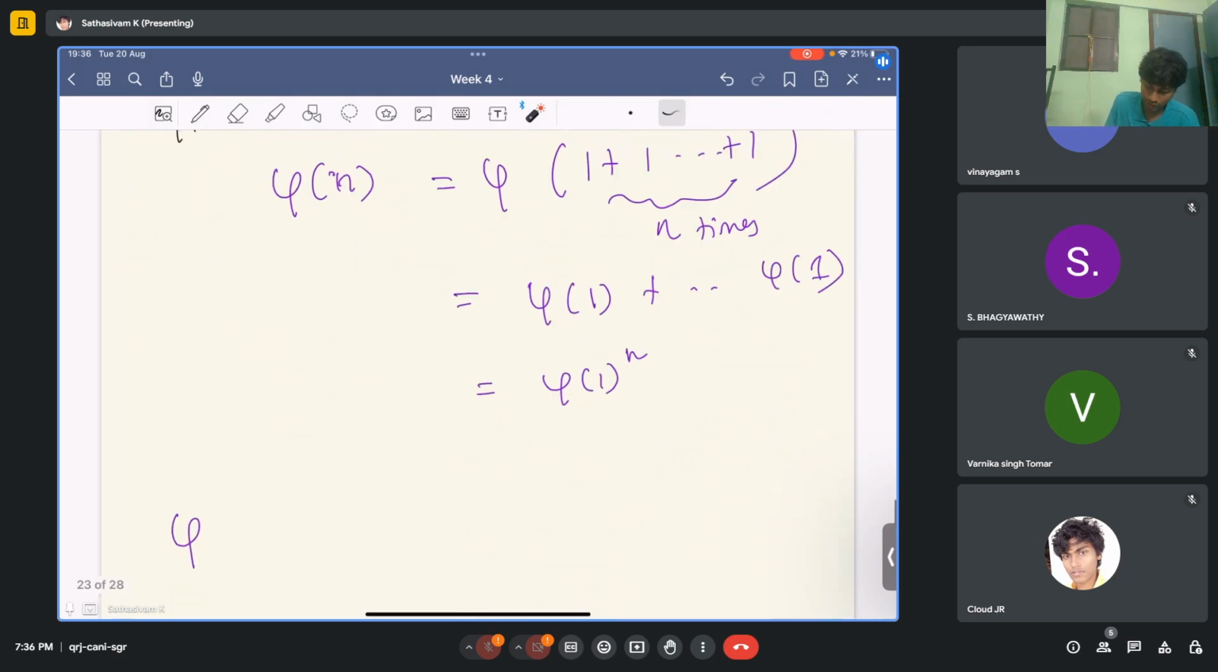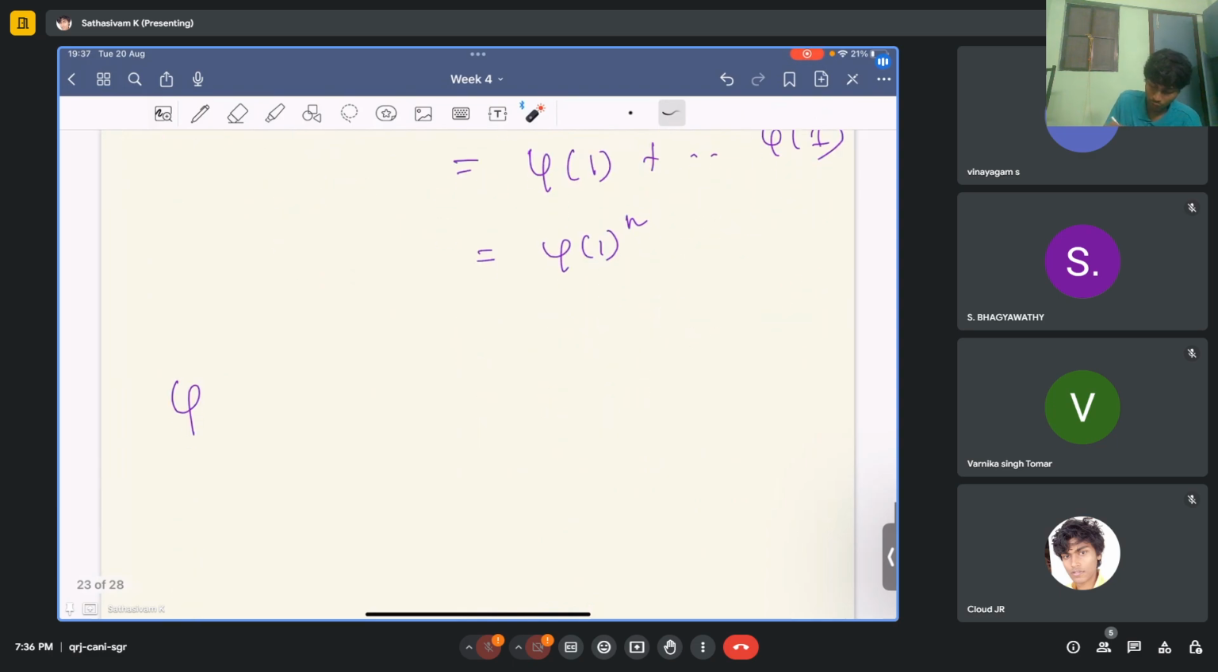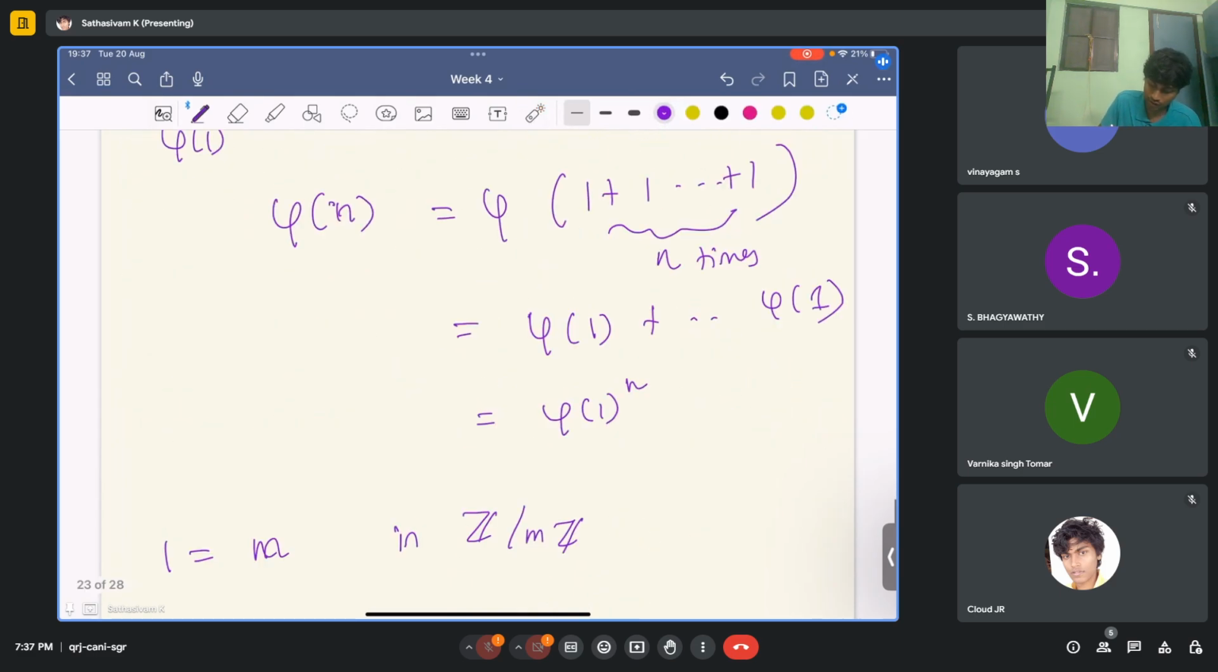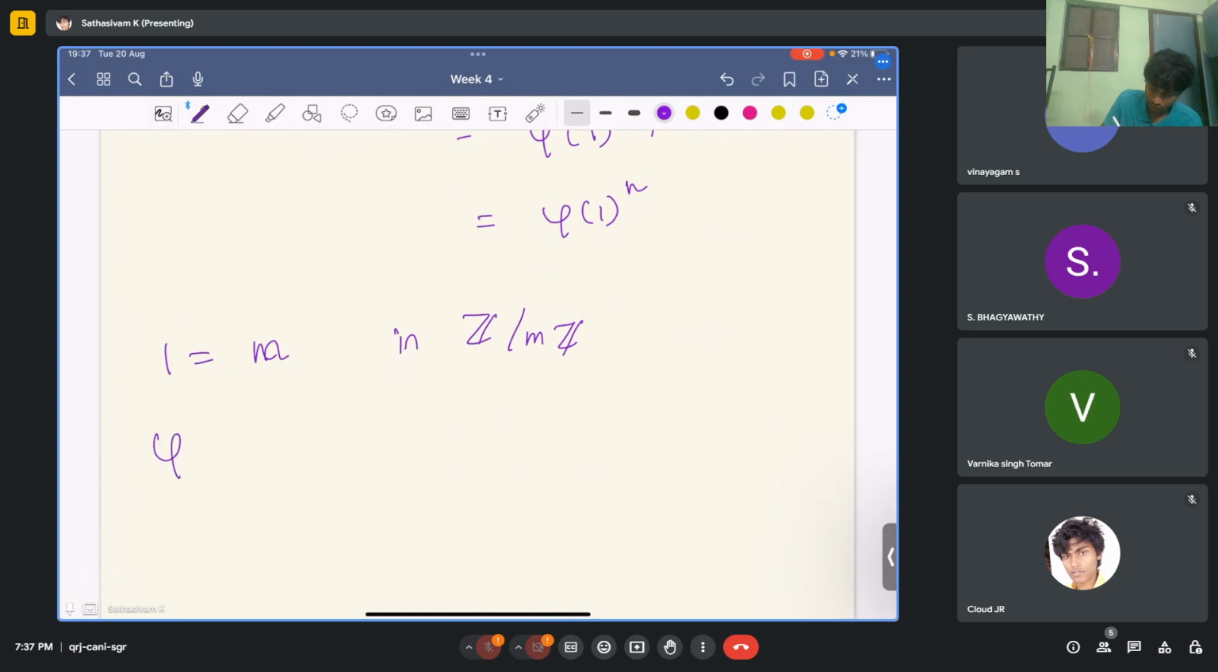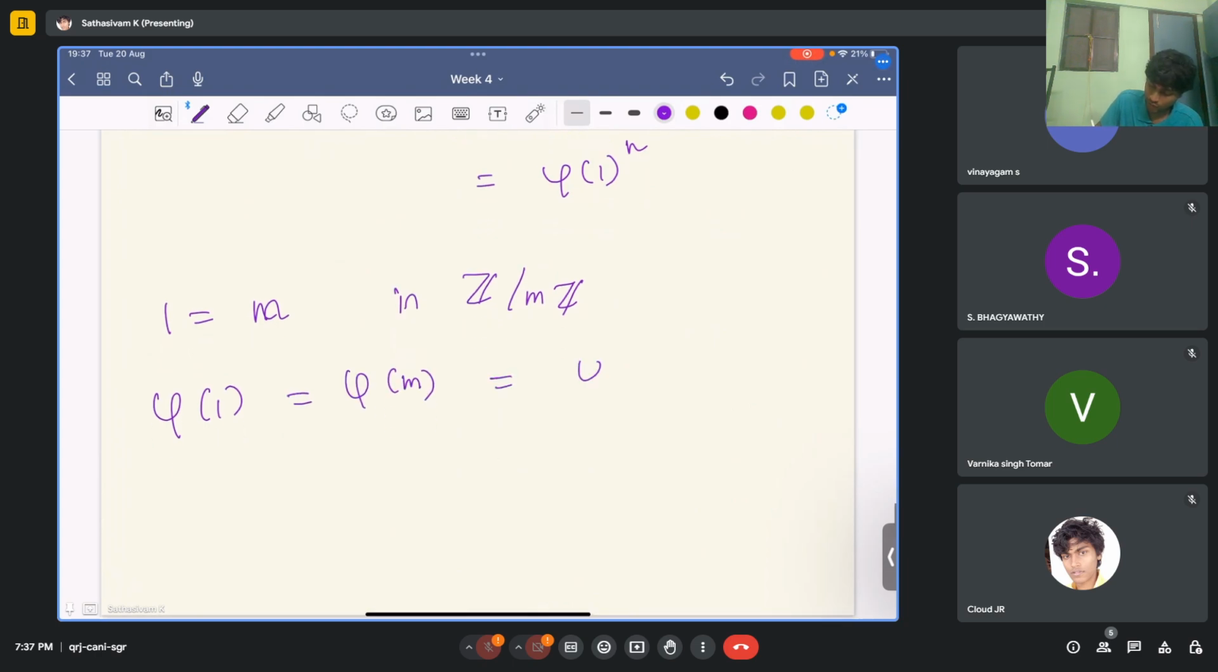But the problem here is, this 1 is actually equal to m in Z mod nZ, right? So we have this relation, and your homomorphism will satisfy this relation. So if you look at phi of 1, it has to be equal to phi of m. So what is phi of m? This is phi of 1 to the power m.